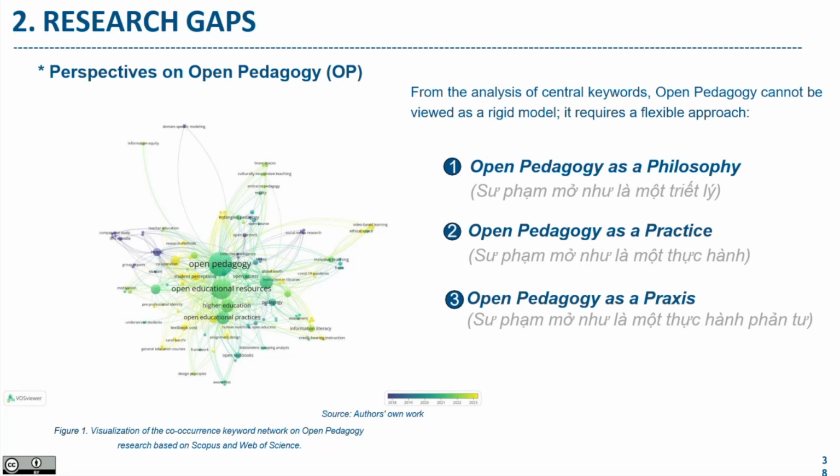Okay, the perspectives on open pedagogy are three key points from the analysis of central keywords. Open pedagogy cannot be viewed as a rigid model. It requires a flexible approach in three keywords. Firstly, open pedagogy as a philosophy. I approach the method and methodology and theology with my major. And secondly, open pedagogy as a practice. In that, maybe you know that in some practices, it creates renewable assessment. It is an example of open pedagogy as a practice.